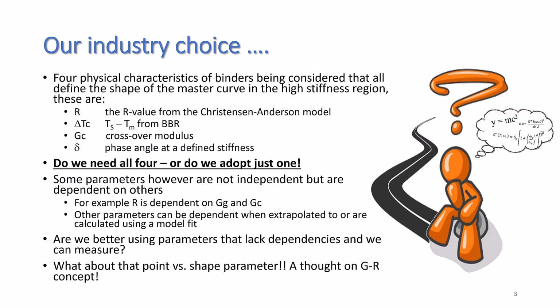The other thing that we have to be careful about is that some of those parameters are not independent, but are dependent on others. For example, the R value is dependent upon an estimation of the glassy modulus and the crossover modulus. Some of these parameters can be dependent when they're extrapolated or calculated using a model fit. So the question that I have is, are we better using parameters that lack dependency and that we can measure? And what about that point versus shape parameter? I'm going to put a thought at the end of this presentation on the Glover-Rowe parameter and how we might calculate that and how that's used.